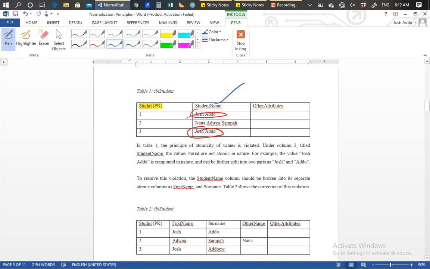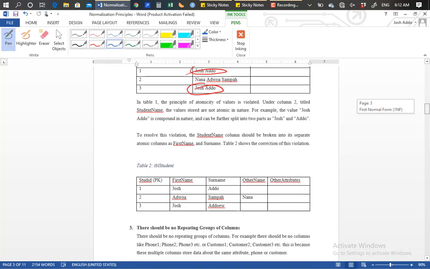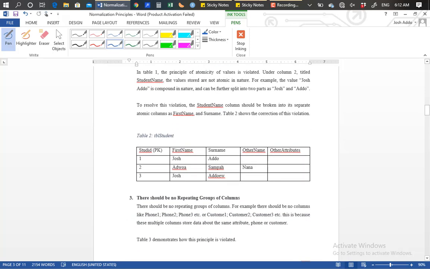So table 2 is trying to resolve the problems in the first table, where we have compound values stored under a column. The solution that we have done is that we have now broken the table into the various parts of a name. So you have the student column, and then instead of student's name, we now have first name, so that we can have that atomic value for a first name, and then surname, other names, and then we have other attributes.